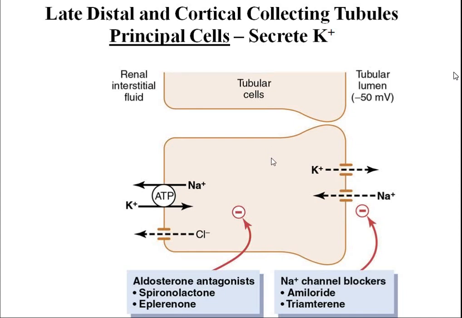Right? So in the principal cells, the main action which is occurring is the sodium-potassium exchange. Potassium is being secreted here, usually under the influence of aldosterone.